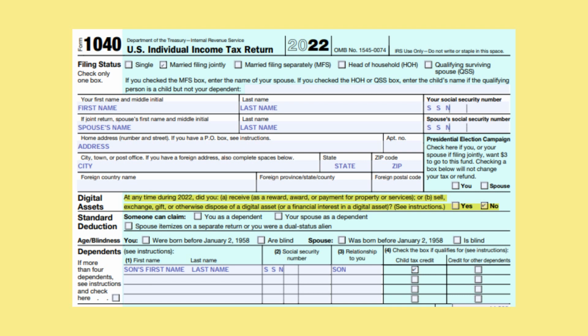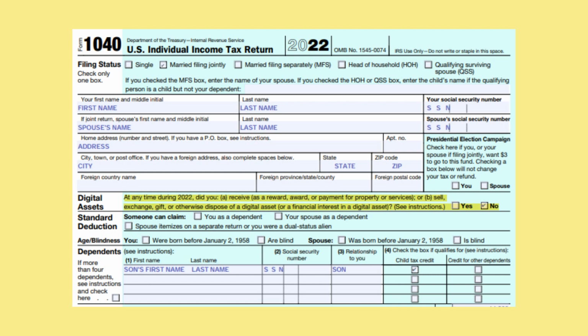At the top of the form, under the Filing Status section, check the box that is appropriate to you. Put your name, your spouse's name if you're married, your Social Security numbers, and your address at the top of the form. Make sure to answer the question regarding digital assets. Check the appropriate boxes under the Standard Deduction and Age Blindness section if any of them apply to you.